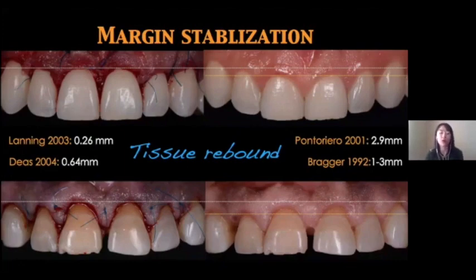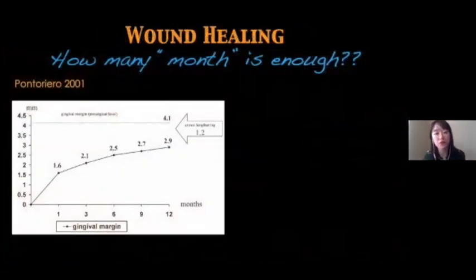And this corresponds with the literature that has been published on the topic of tissue rebound. As you can see, there is a range in tissue rebound. Some authors, such as Lindhe and Dees, reported around 0.5 millimeter of tissue rebound. However, on the other side, Pontoriero and Bragger reported that tissue rebound can reach 3 millimeters. So let's take a closer look at the article by Pontoriero 2001.